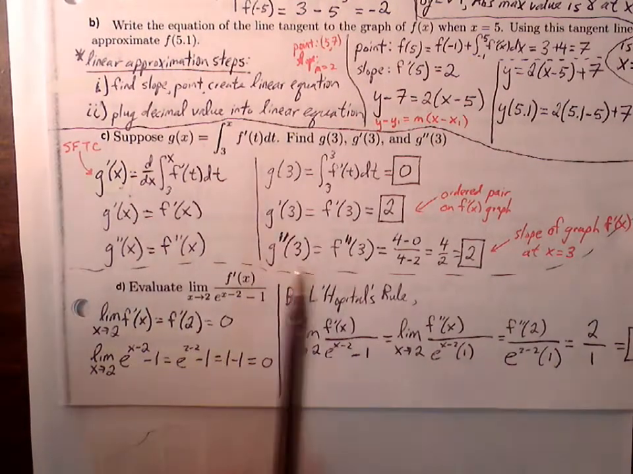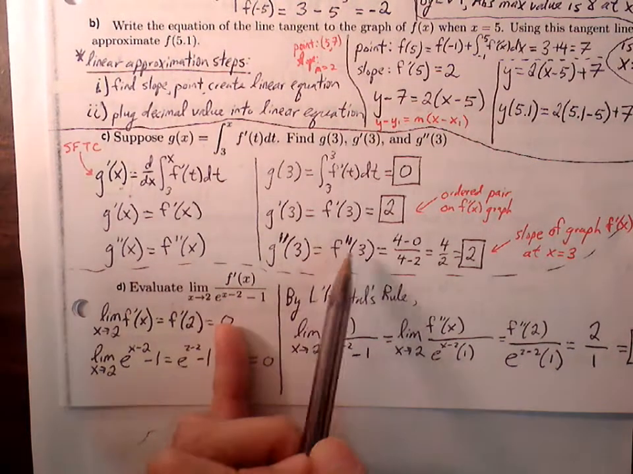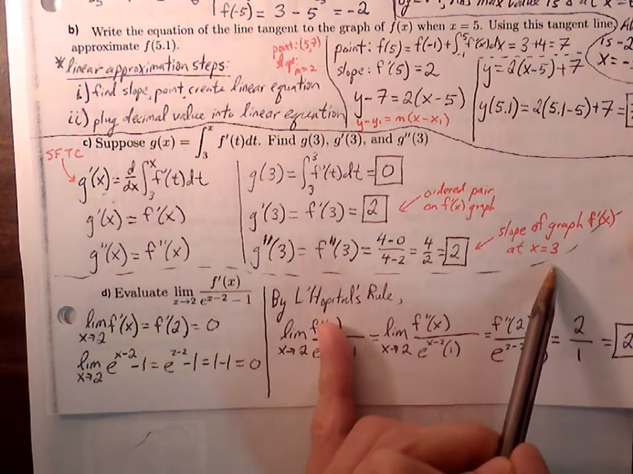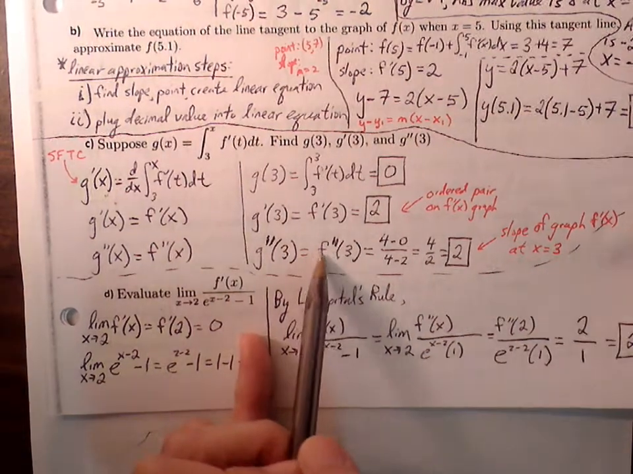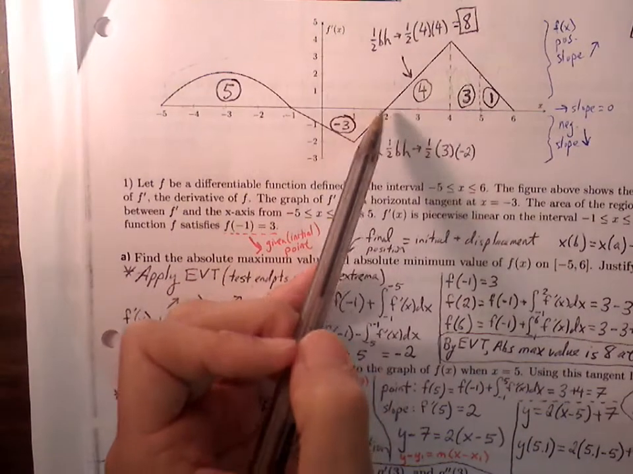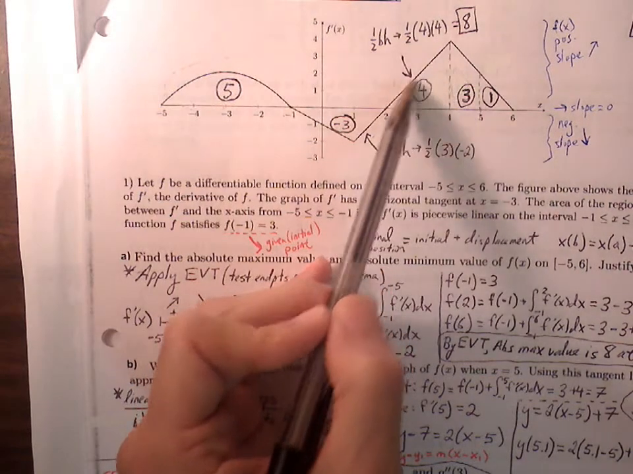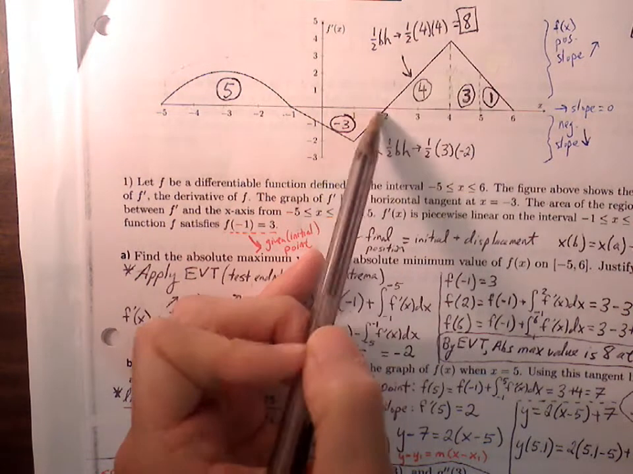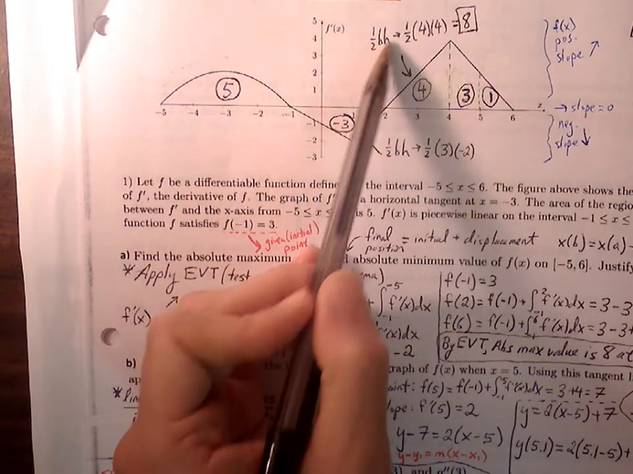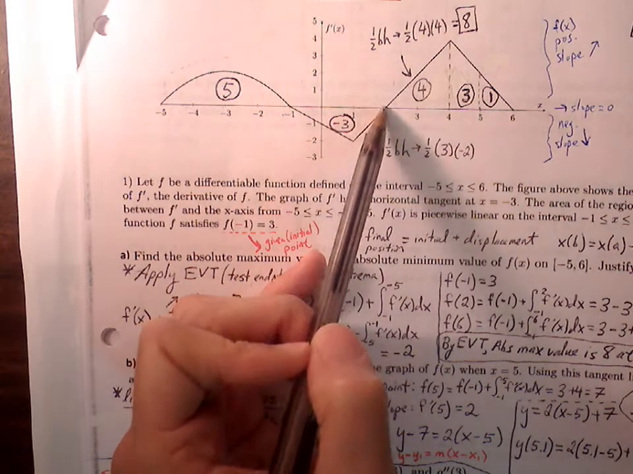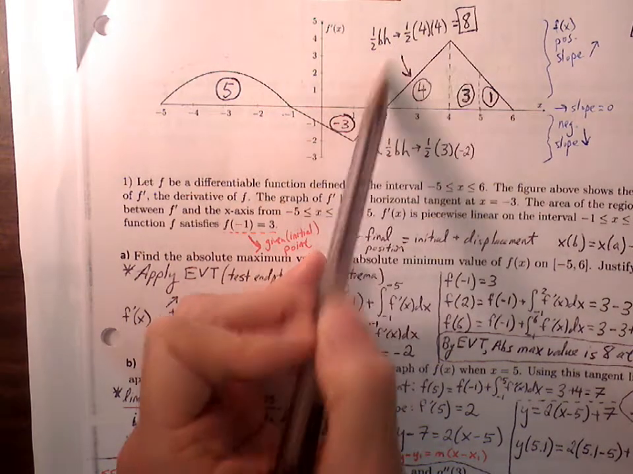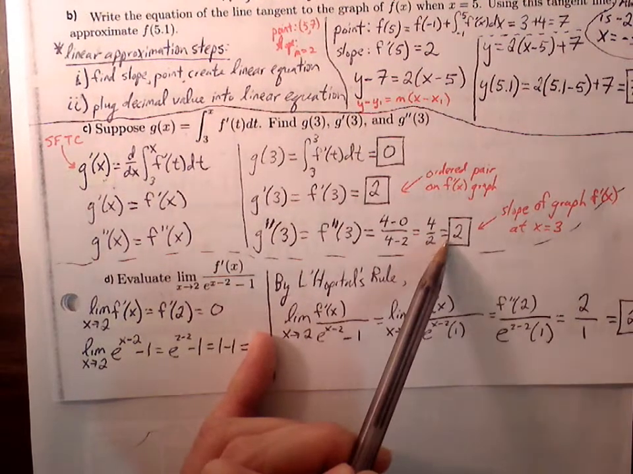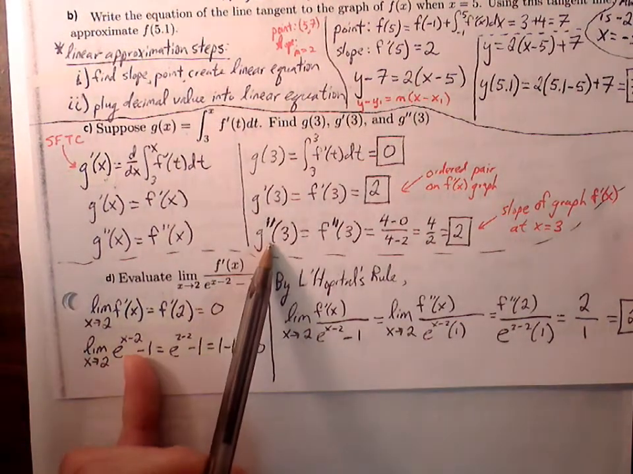G double prime of 3 is defined as f double prime of 3, and f double prime of 3 is just going to be the slope of the f prime graph. Right, the slope of the f prime graph at 3. This is a linear graph, so we just find the slope of this line, which we can do with change in y over change in x, or we can do slope up 4 over 2. So that's a slope of 2. So the slope of that line is 2. So that's going to represent g double prime of 3.